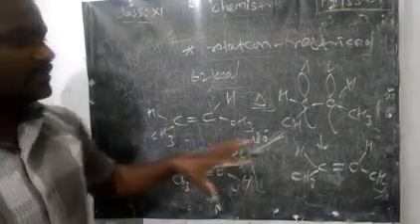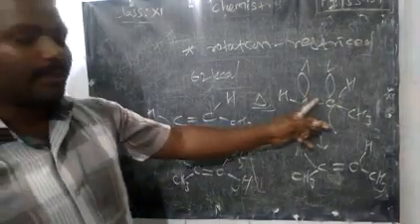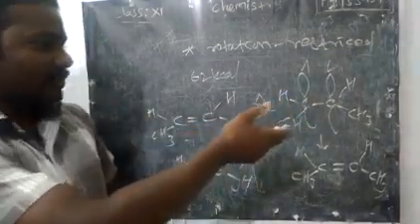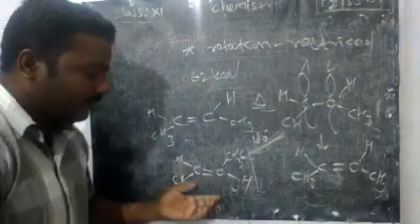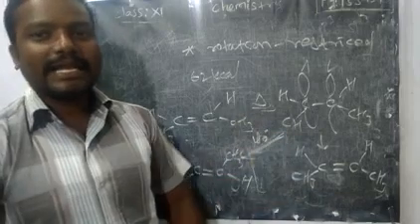So this reaction takes place on heating. If you heat, this bond will break, then rotation is possible. If rotation happens, it will form trans. If no rotation takes place, it will exist as cis.